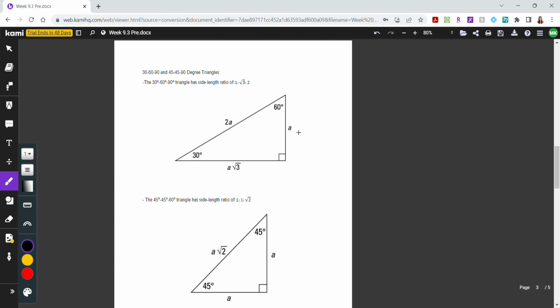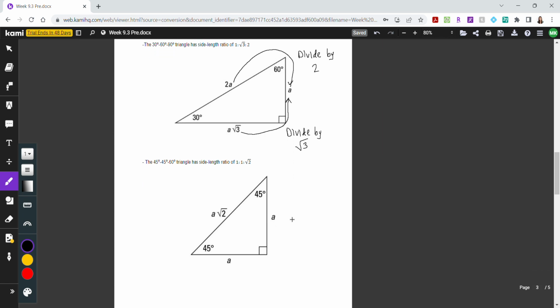The easiest thing is to always find A, because you just need to plug in A here to get the other side lengths. So let's say you are given the hypotenuse and you want to find A, all you need to do is divide by 2. And if you're given the longer leg, all you need to do in order to find A is to divide by square root 3. So that's the trick to know, and we'll see in a second how we're going to apply this.